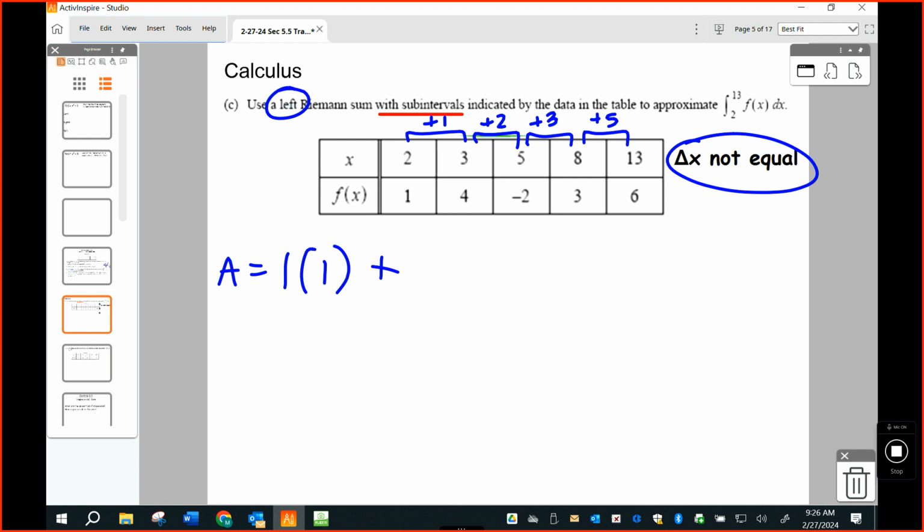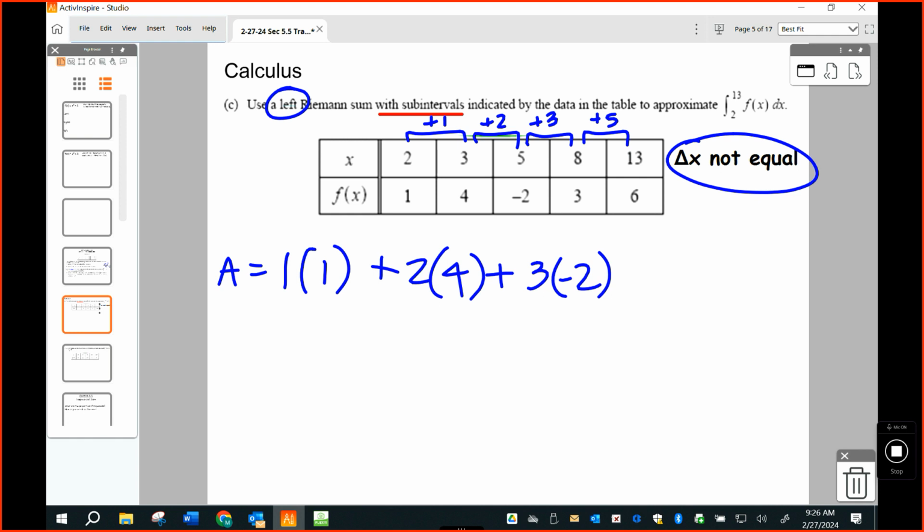What's the width? 2. Which y value am I using as the height? 4. The one on the left. Rectangle 3, what's the width? 3. What's the height? -2. How can I have a height of -2?